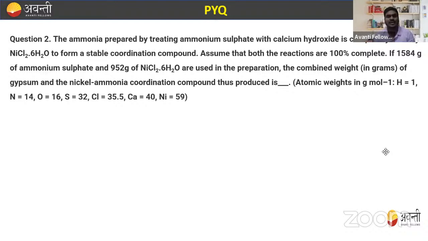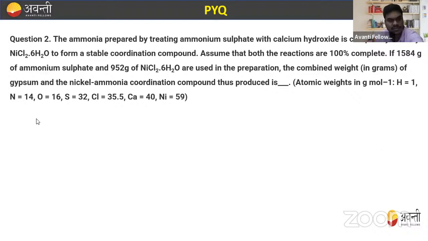So let's see how we can actually solve this, how to write the equation for this question, right? Because the most important thing here is how to write the equation; only then you will be able to solve the question. For this particular question, you need to write the equation first. So let me show, in the first statement, what it says, beta. It says to write the reaction when ammonium sulfate is treated with calcium hydroxide.